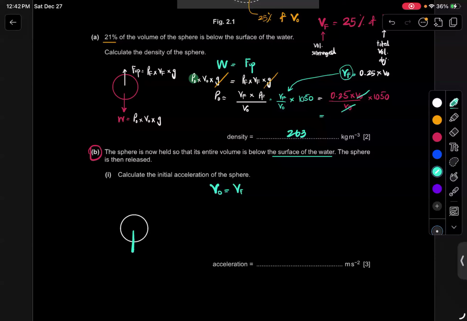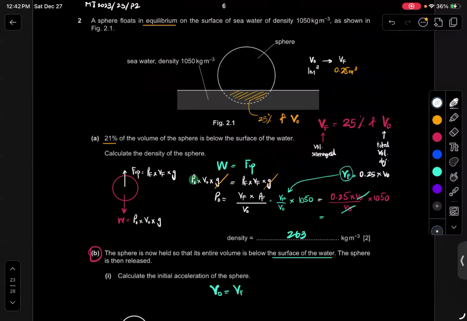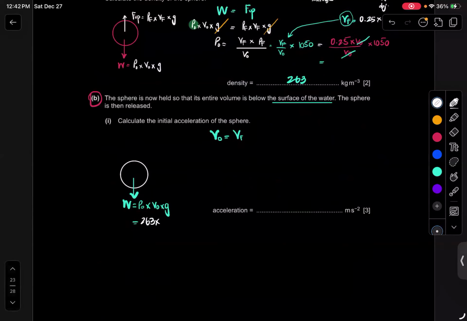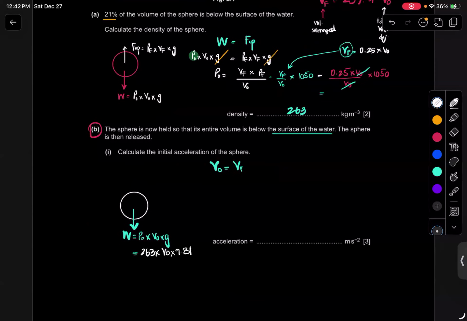So the weight of the ball was equal to rho naught into V naught into G, and we figured out what that was. So 263 into V naught. What is V naught? Did we know V naught? Okay, we don't know what that is. That's a problem, but that's fine. V naught into 9.81.